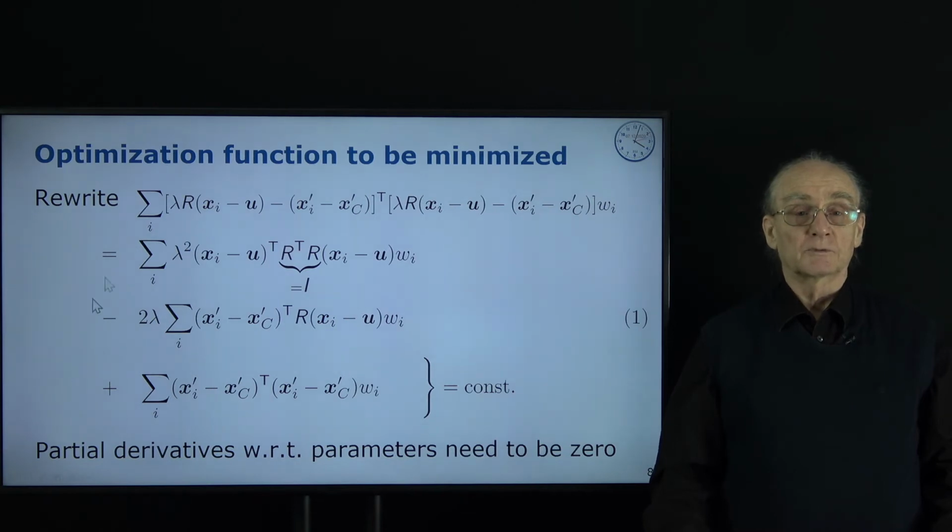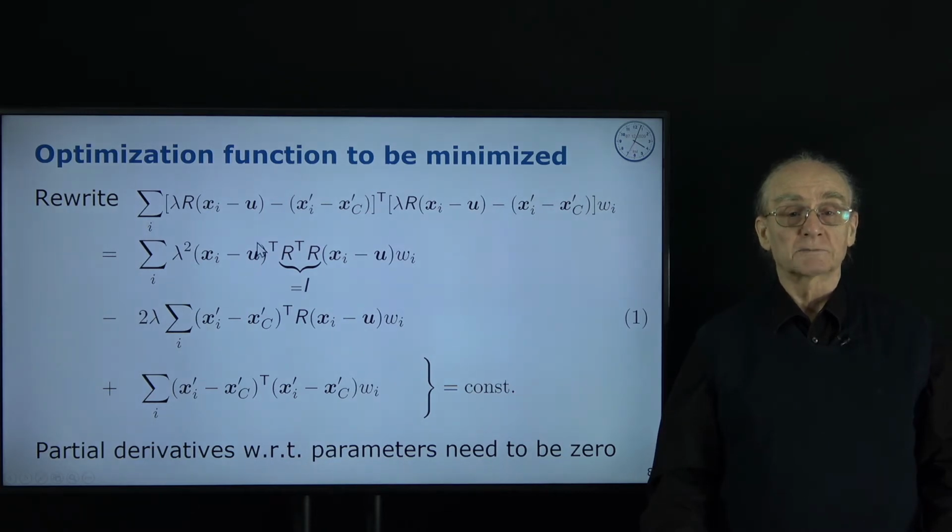Before we do this, we rewrite this equation and just multiply the two expressions. The first expression is this lambda r xi minus u, which appears here and there. So, taking the lambda out, we obtain lambda squared multiplied with x minus u transposed, multiplied with r transposed, multiplied with r xi minus u. That's the first part. Then we have to take the mixed parts.